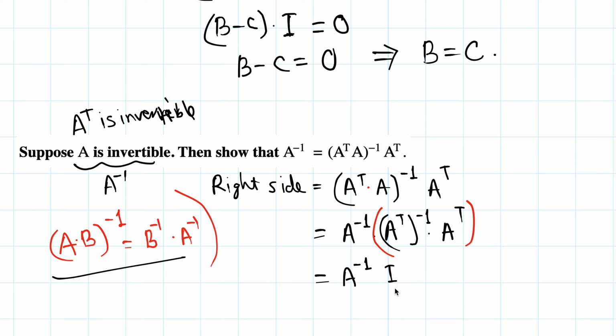I means the identity matrix. It's like 1. And the identity matrix times any matrix is just that matrix. It's like multiplying by 1. That's A inverse, and that is the left side. So this is how we can manipulate the more complicated side and get to the easier side. Okay, final. That's the proof.